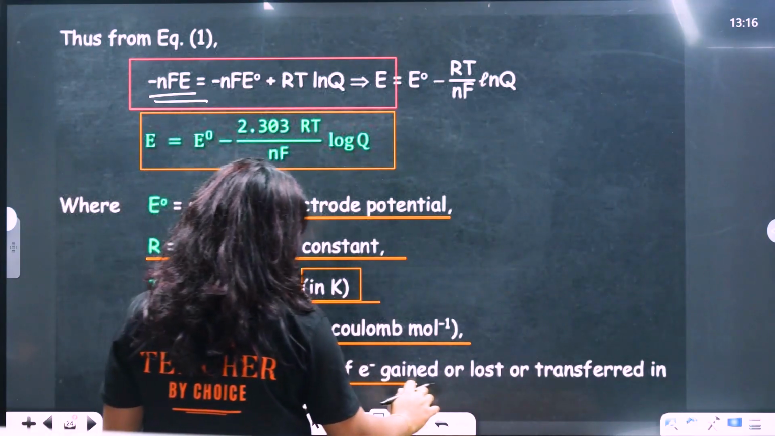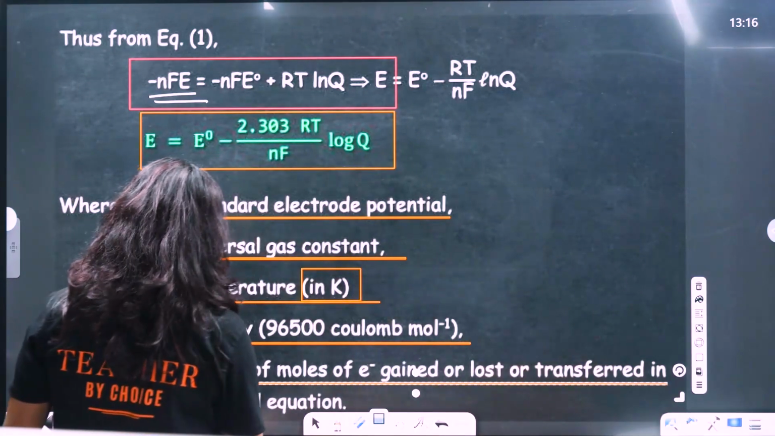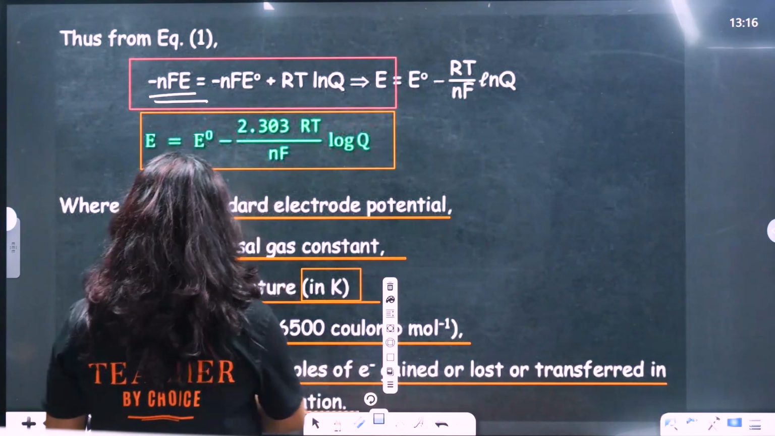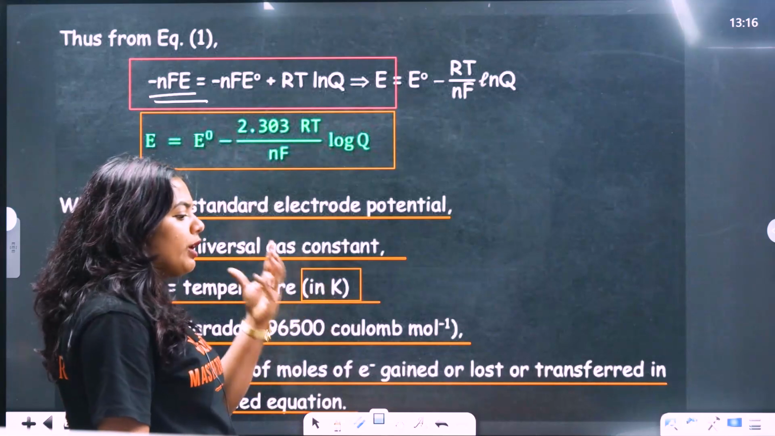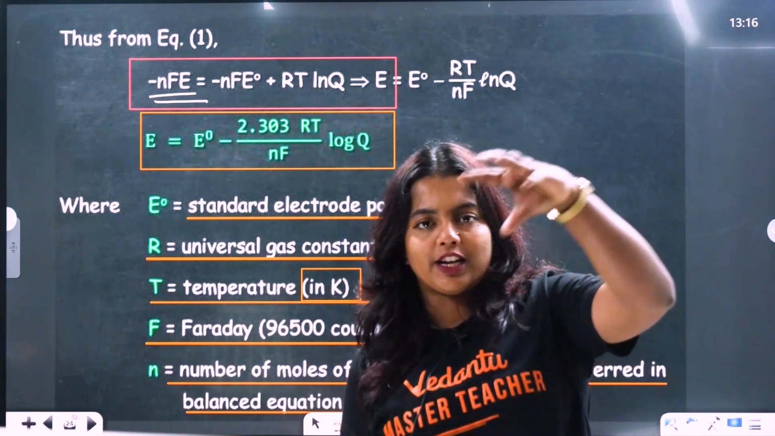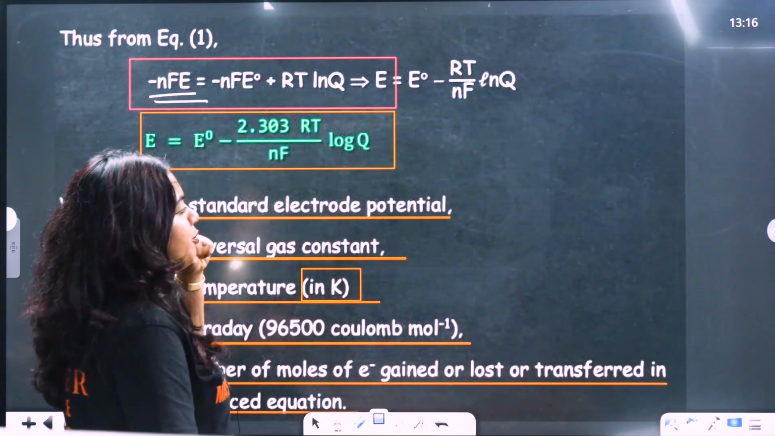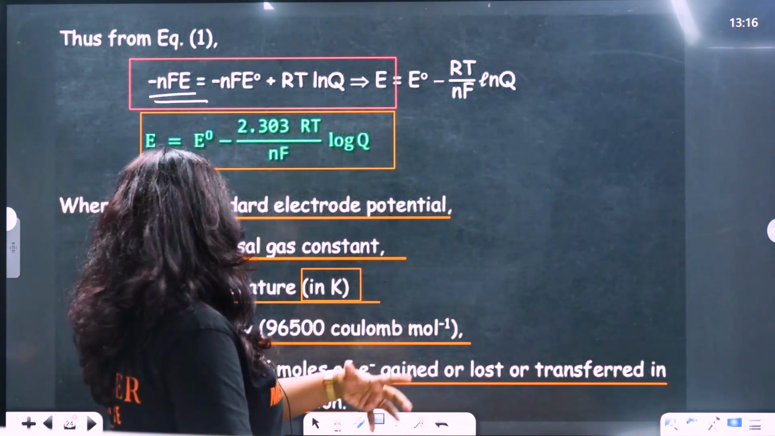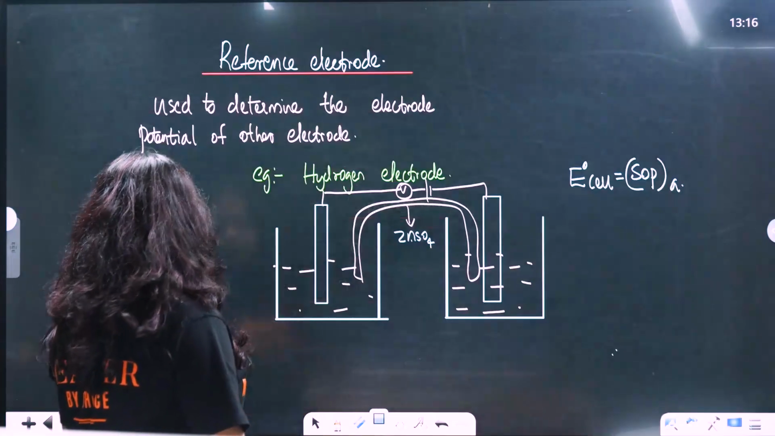N is the number of moles of electrons gained or lost or transferred in balancing the equation. So N is the number of moles of electrons gained or transferred during that particular reaction, and F is the Faraday charge of that particular equation.